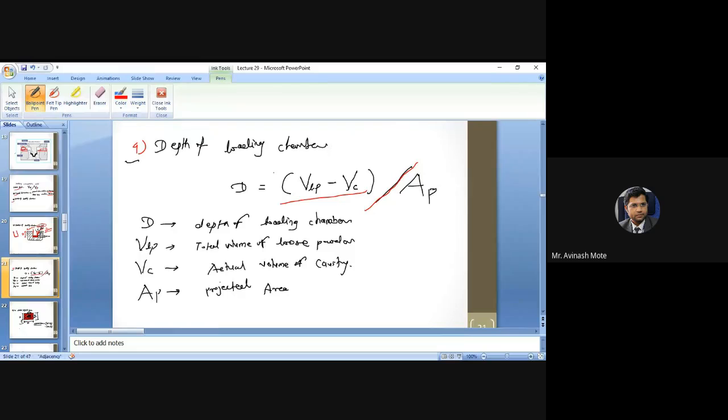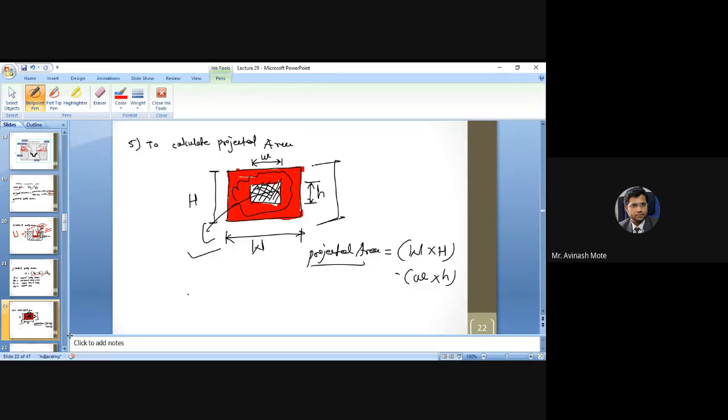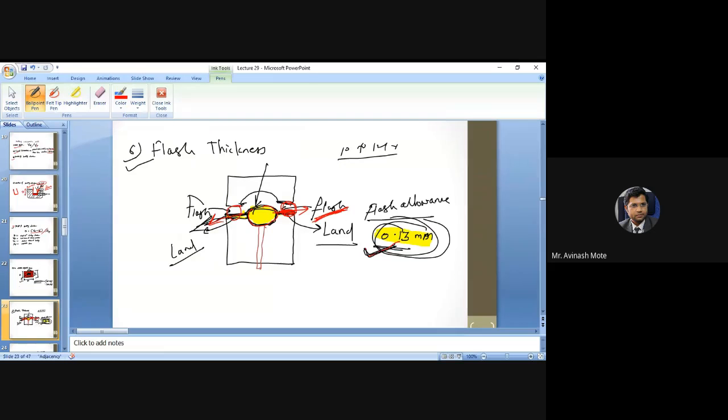Then how to calculate the loading chamber? A simple formulation: depth of loading chamber equals volume of loose powder minus volume of cavity, divided by projected area. Projected area we also discussed in detail. And then flash thickness. Flash thickness is mostly not given, so you will have to consider it as 0.13 millimeter.